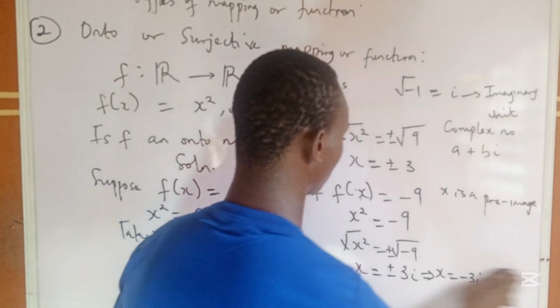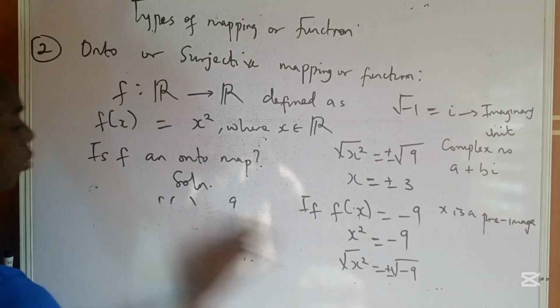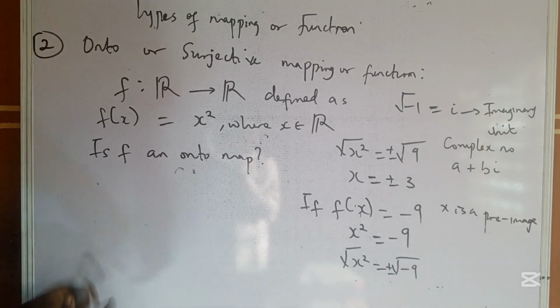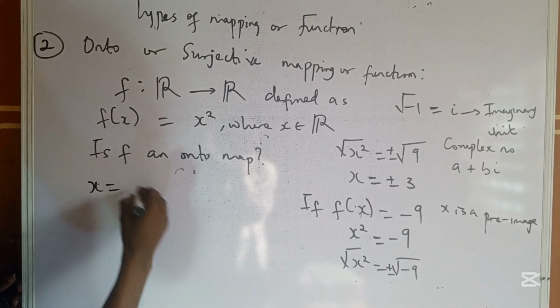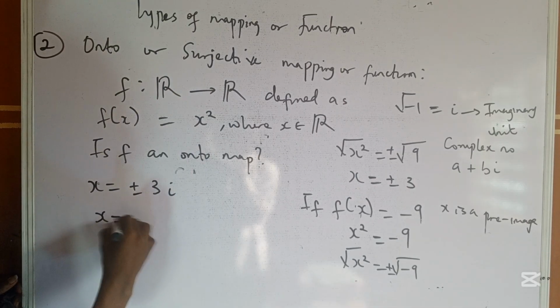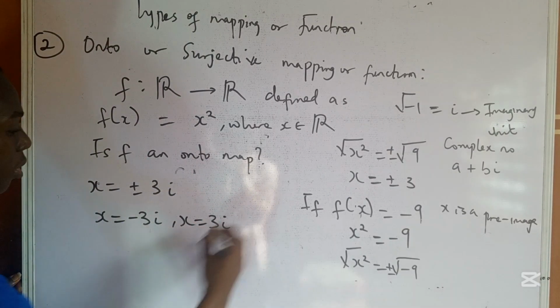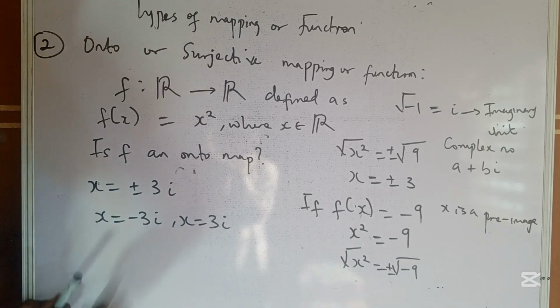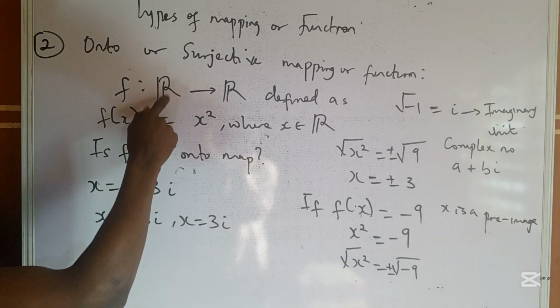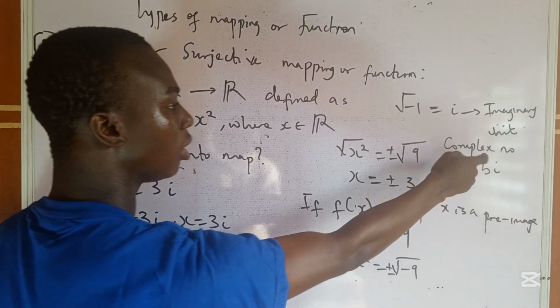Let me just adjust it to the front here so that we can have a better look. Let's rub off this. So we are going to have x equals plus or minus 3i. This implies that x equals minus 3i or x equals plus 3i. Minus 3i and plus 3i can never be found in the real numbers. They can be found in a number system called complex numbers.